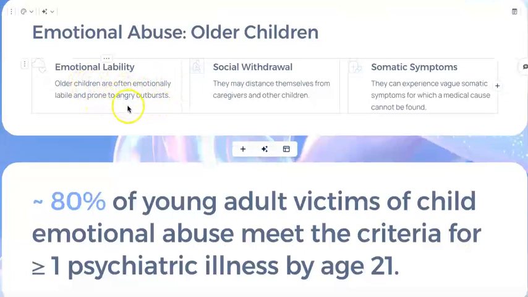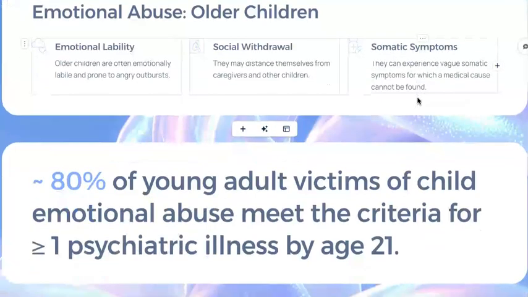So yes, when they're emotionally abused, they may exhibit angry outbursts, they may be socially withdrawn, and there may be somatic symptoms. They may say that they have body pain, stomach pain, or a headache, for which there won't be any medical cause found.